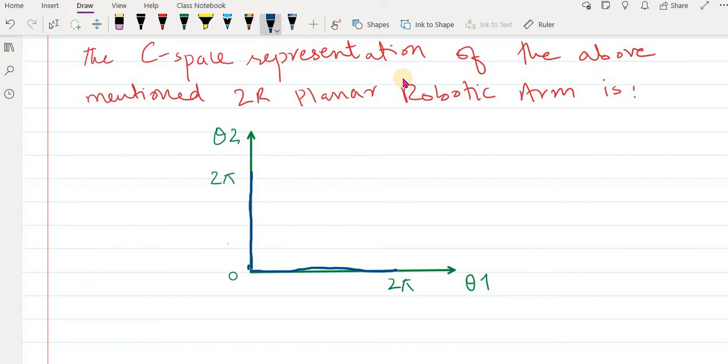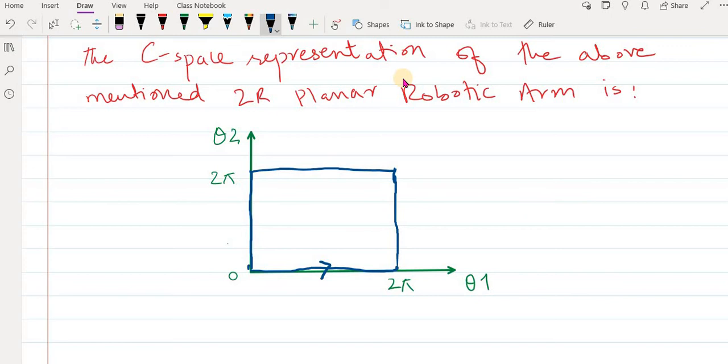Okay, and what happens when both links are moving simultaneously? Let's say your link 1 is at 2 pi and link 2 is at 0, so your point is somewhere here, and once link 2 also starts moving, the line will become like this. And what if your link 2 was at 2 pi and link 1 was at 0, and then link 1 started moving from 0 to 2 pi? When both become 2 pi, this point will reach.